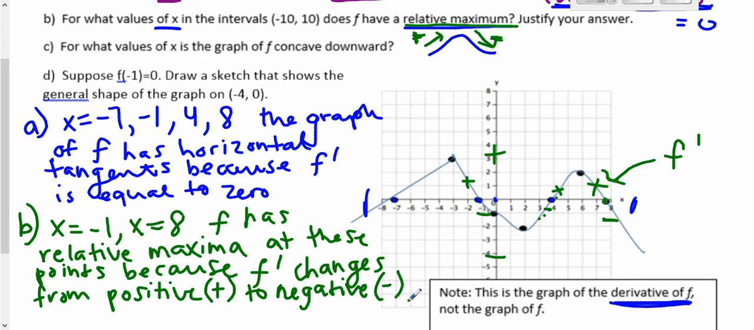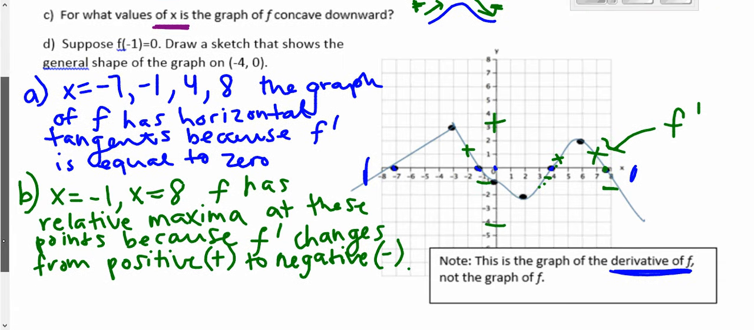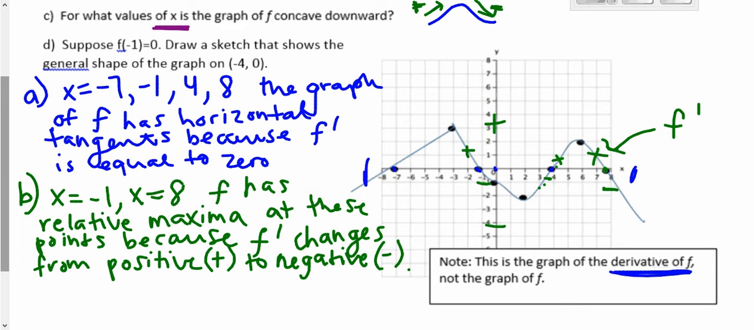That's our reason. The reason is that the derivative changes from positive to negative. That's what tells us that there is a maximum. Okay, so let's look at C. For what values of x is the graph of f concave down? Remember, that's talking about our second derivative, but we don't have our second derivative here. We have our first derivative.